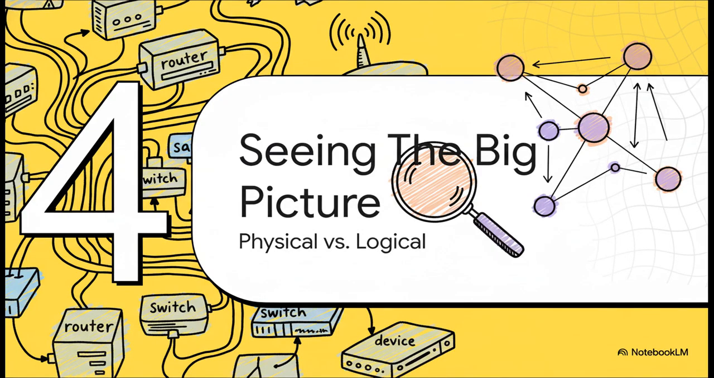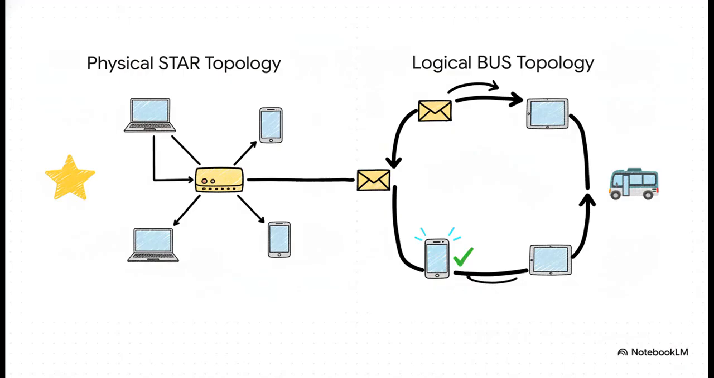Okay, so we've covered all these different types of networks, but there's one last piece to this puzzle, and honestly, it's a bit of a mind bender. It's the difference between how a network looks on paper and how the data actually moves through it. So check this out. When you look at your home network, the physical layout is a star topology, right? All your devices connect to that one central point, the router. But logically, the way the data moves, it often acts like a bus.